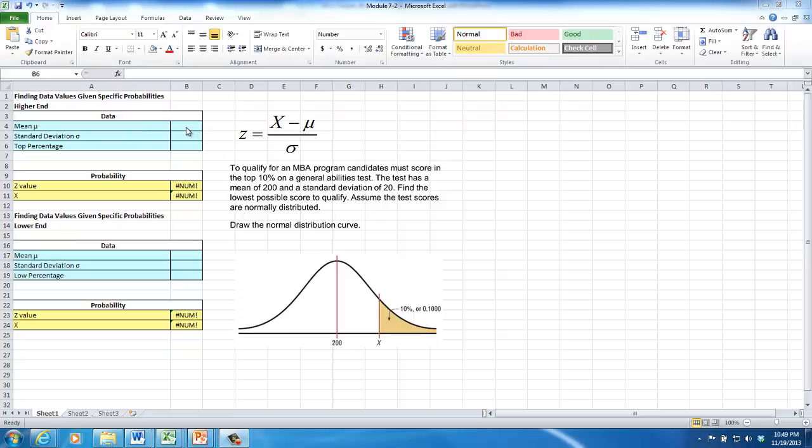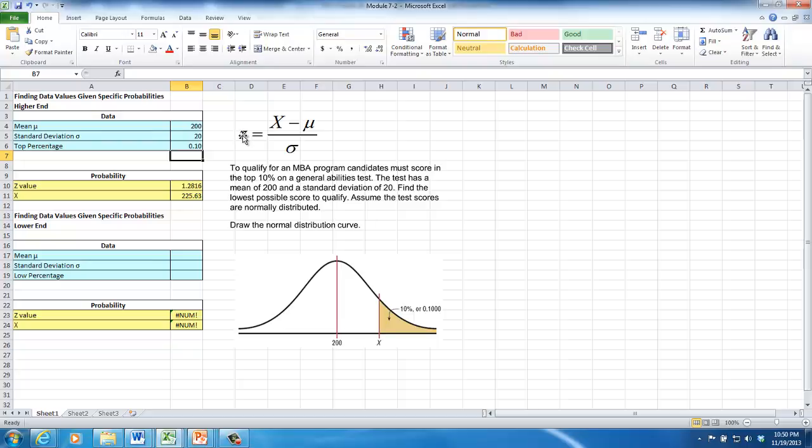Now let's enter our data first. The mean is 200. Put 200. Standard deviation is 20, and the top percentage is 0.10. So in order to be in the 10%. Now this case I'm looking to find the x value.